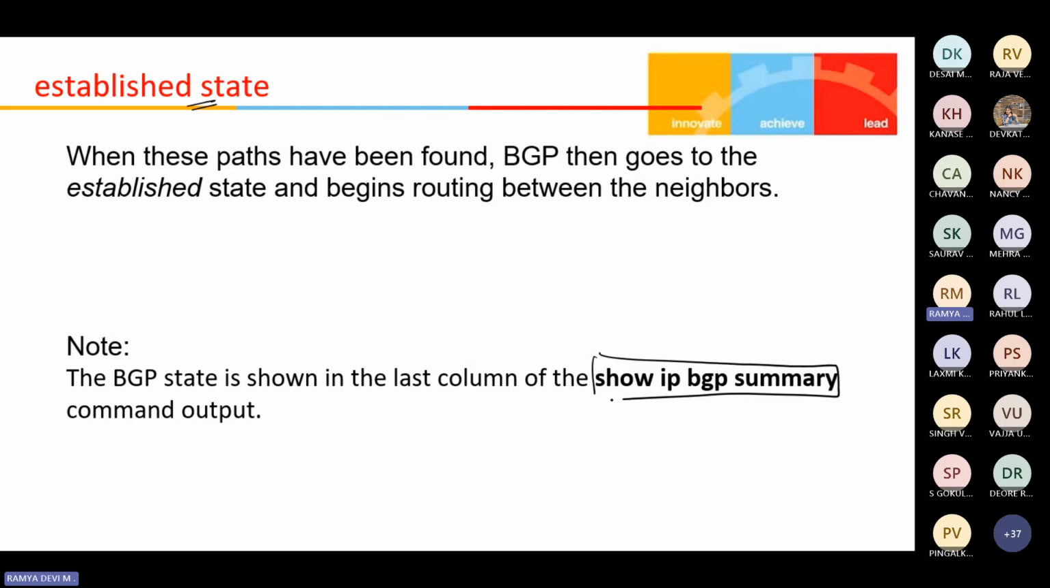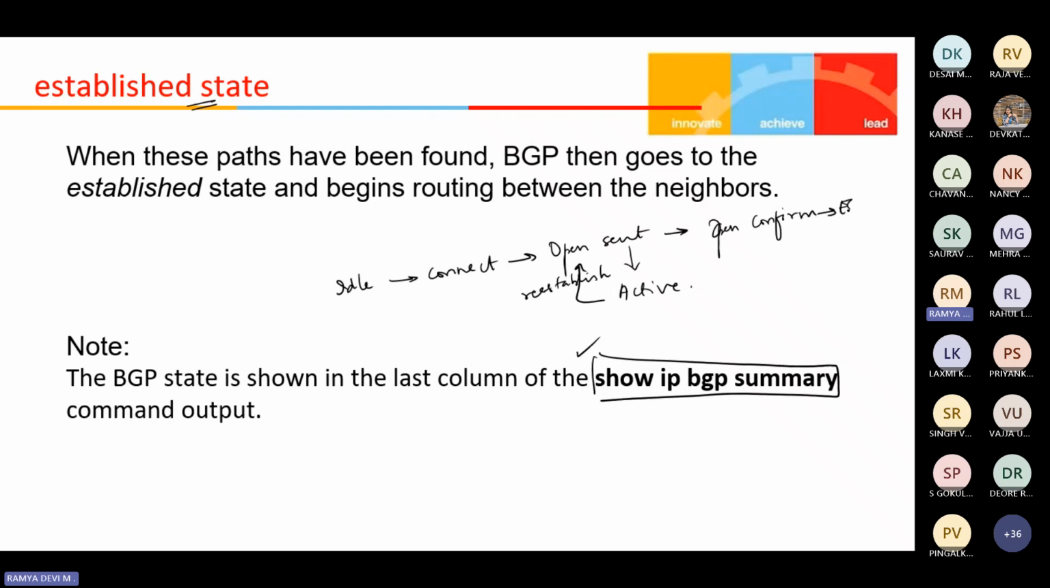Show IP BGP summary. This is the one used to validate or verify the connection. Starting from this is the state machine. It starts with the idle, connect, open sent states. If there is a problem, it goes to the active state and tries to re-establish the session. If it is okay, it goes to the open confirm state. From the open confirm state, it goes into the established state.